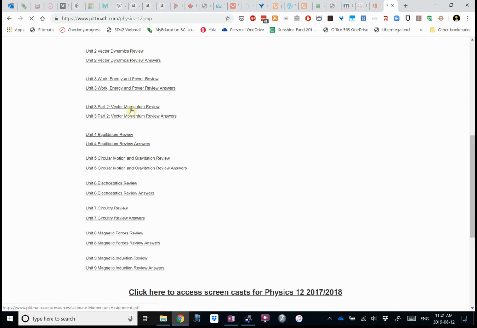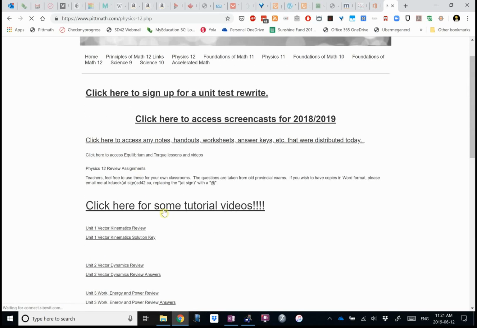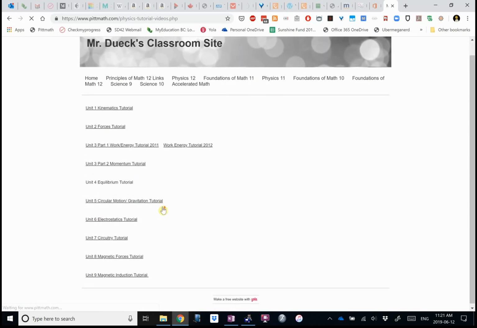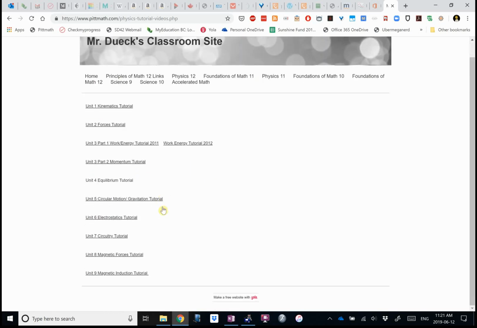I didn't get to vector momentum this year. I didn't get to equilibrium, so the unit numbers won't match, but the topics will. And then if you want, again, a tutorial video, there's a video tutorial here on every single unit. I used to do circular motion and gravitation in one big Uber unit, so this will have both of them. The only thing is the circular motion unit won't have the banked corner or conical pendulum, because that used to not be on the provincial, so I skipped it. And it won't have escape velocity, because that used to not be on the provincial either. But both of those are cool concepts, so I did them this year. We didn't get to Unit 8 or Unit 9, magnetic forces or magnetic induction.